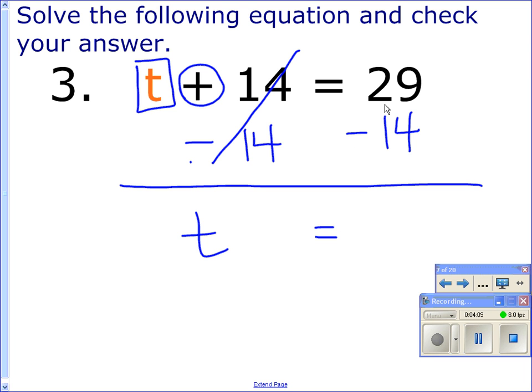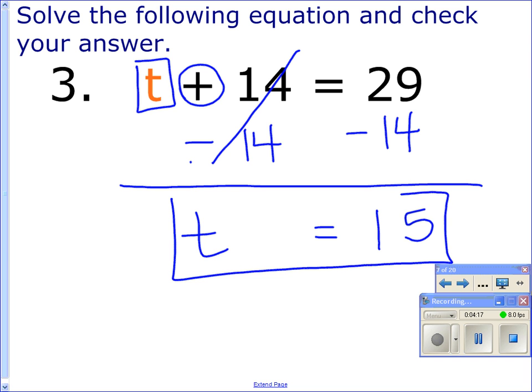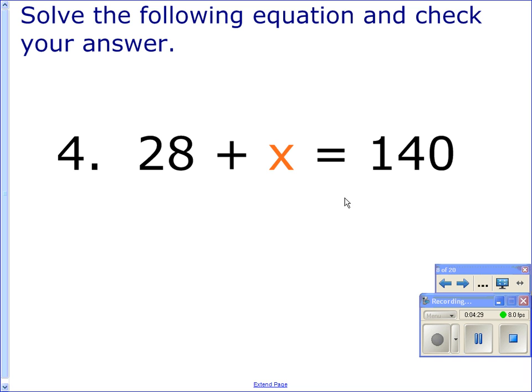T equals 29 minus 14. 9 minus 4 is 5. 2 minus 1 is 1. So t equals 15 for this problem. Make sure you do box your answer and you do show that the numbers are canceling out, if they do cancel out. Okay? Try this one on your own. Pause the video and then start it back up when everyone is done.